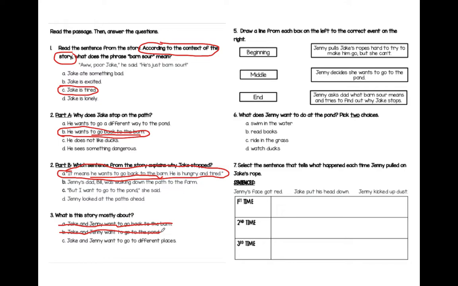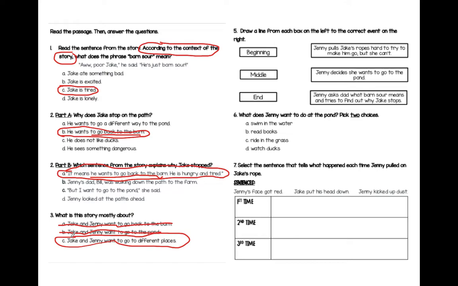And the last choice, Jake and Jenny want to go different places. Do they both want to go to different places? Yes, they do, because Jake wants to go to the barn and Jenny wants to go to the pond. So this story is mostly about the two of them wanting to go to different places.